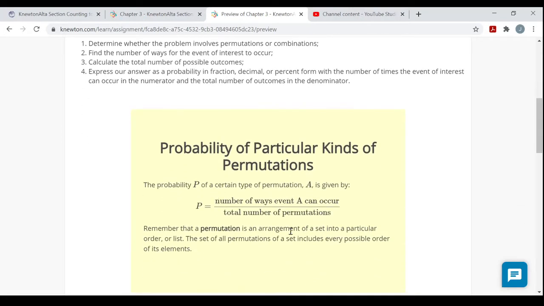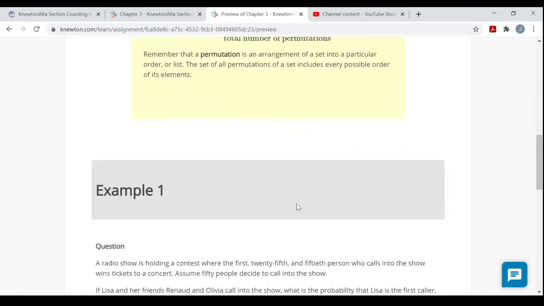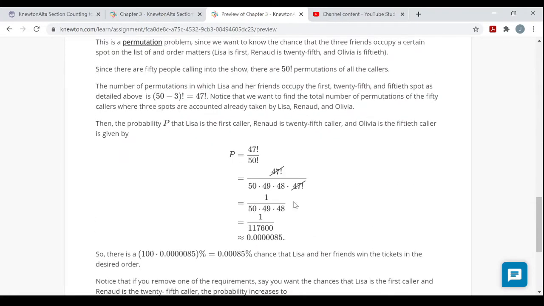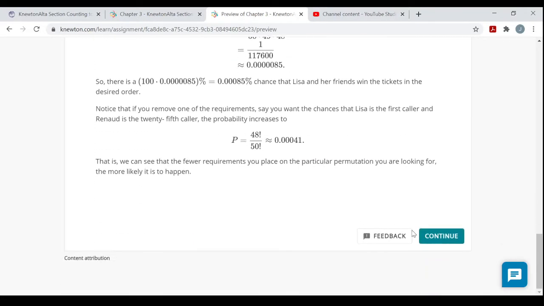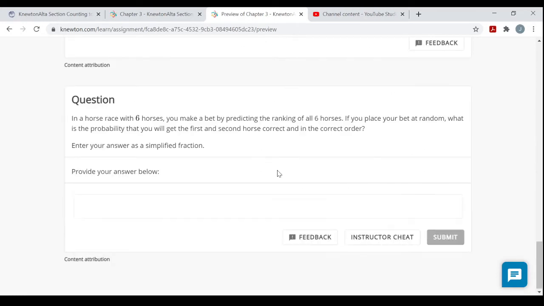Now this is something you've seen already, how to calculate the probability of an event: the number of ways that event can occur divided by the total number of outcomes. Now this is with permutations. They've got another one later with combinations. So you can read that example there. I'm just going to go to a problem and go through those steps.